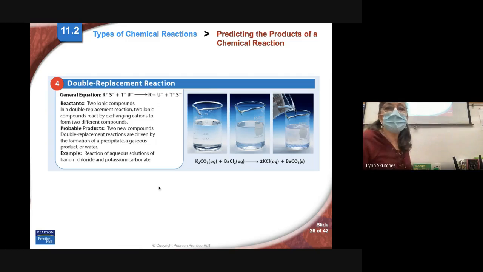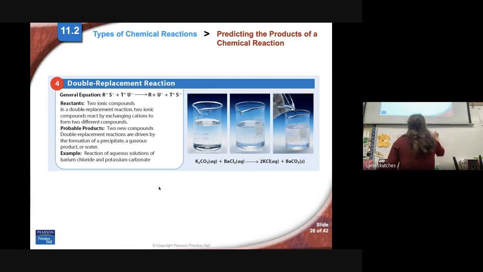So they have RS, and they're putting the charges on there just to remind you. TU. Okay, and again, this is really silly, but it works. I do the innies and I go backwards. Why? Because the cation has to be listed first in the compound and the anion second. And then I do the outies part.